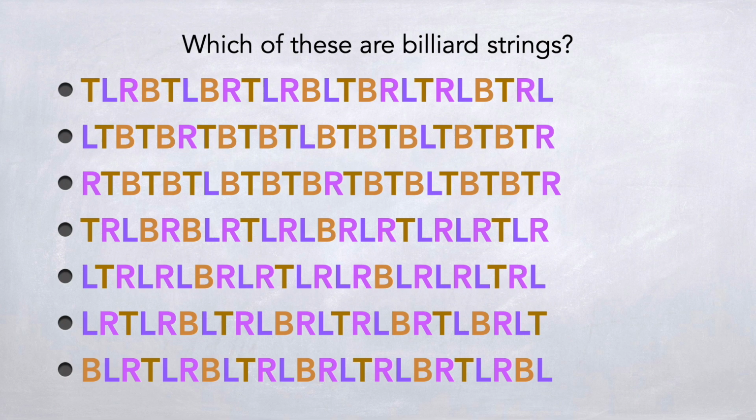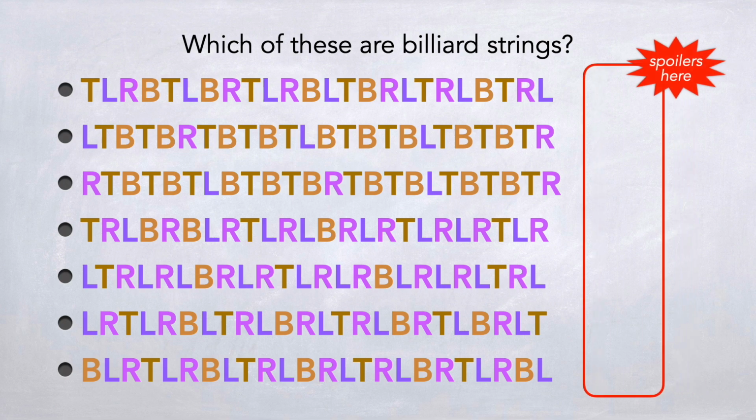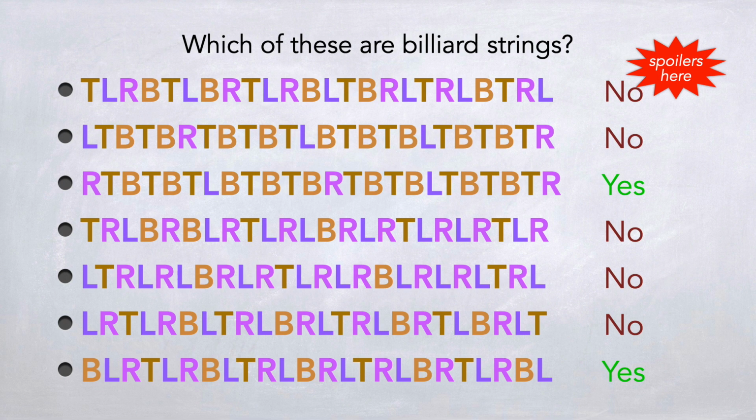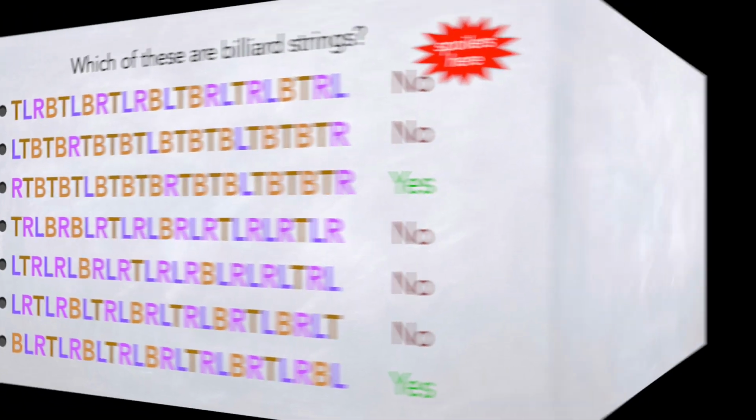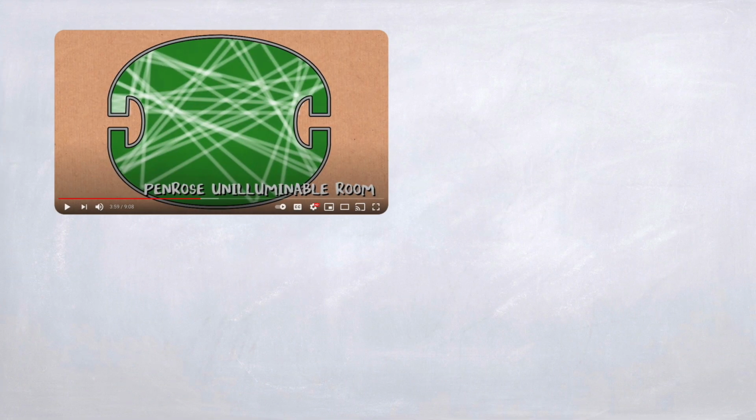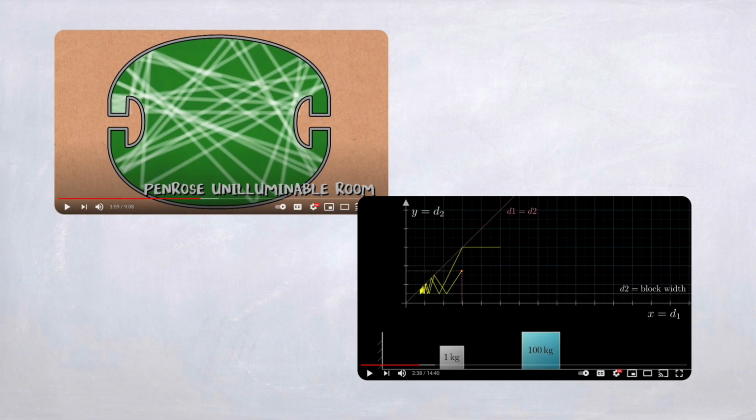I'm going to put the answers to this game on the right-hand side in a moment, so if you want to try this yourself, you can pause the video or just cover up that part of the screen for now. We'll return to these strings later and see exactly how we can determine which ones could come from billiards and which ones could not.